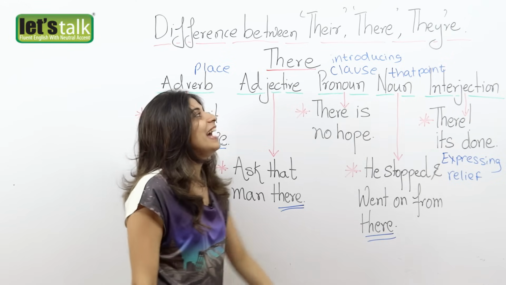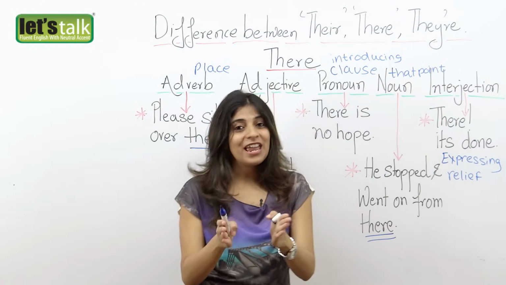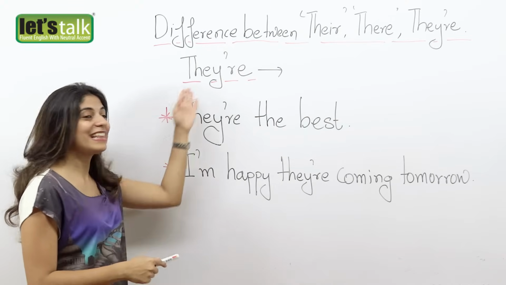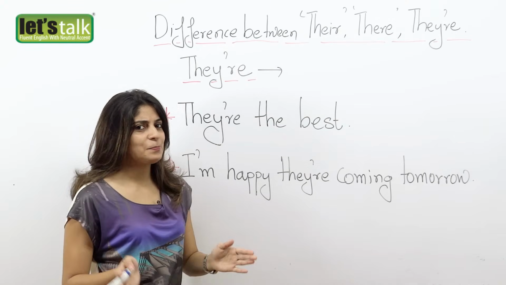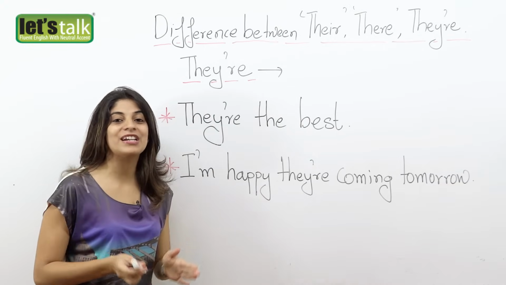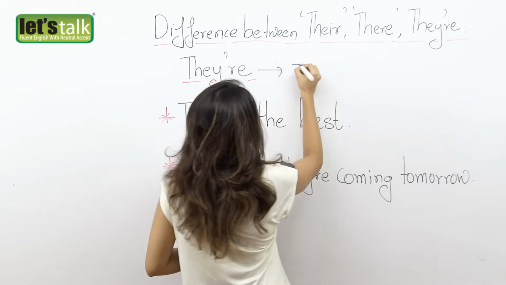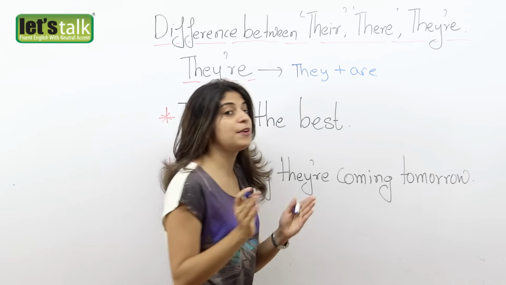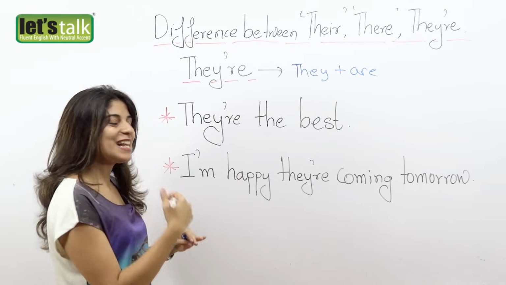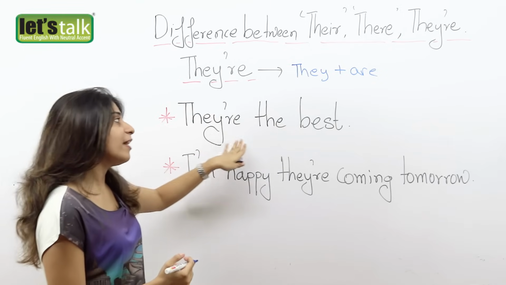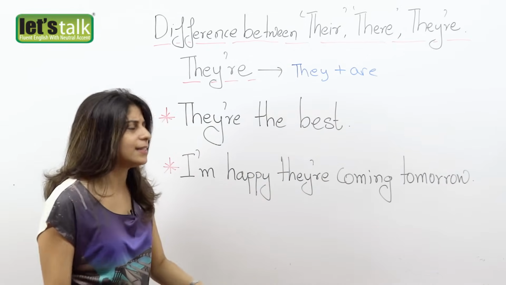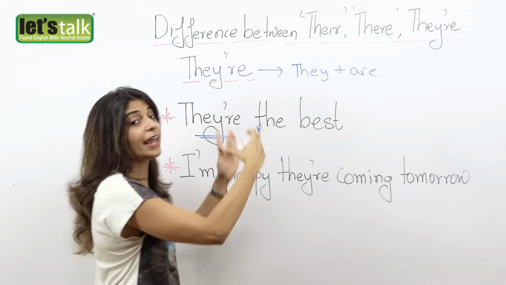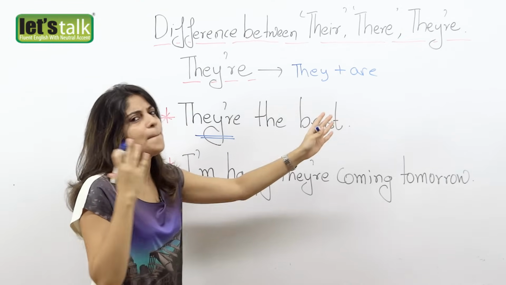And now let's have a look at the word they're. So we will see how we use that. Now they're is pretty simple. It's the contraction of these two words, that is they and are. And it is pronounced as there. Let's have a look at examples over here. They're the best. So you are using the contraction of the words they and are. So rather than using they are the best, you are saying they're the best.